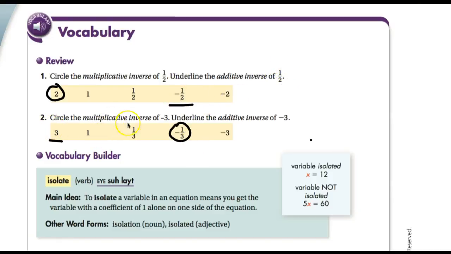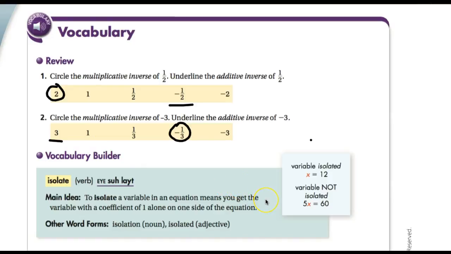For number 2, circle the multiplicative inverse. Again, a fancy way of saying reciprocal. So if it's negative 3, the reciprocal is also going to be negative, because then I have a negative times a negative to make a positive 1. And so those are the multiplicative inverses. Additive inverse, whatever I add to that to get 0, that's going to be positive 3 in this context.